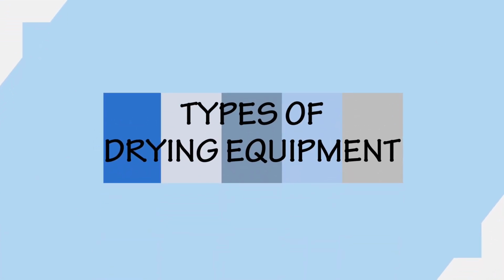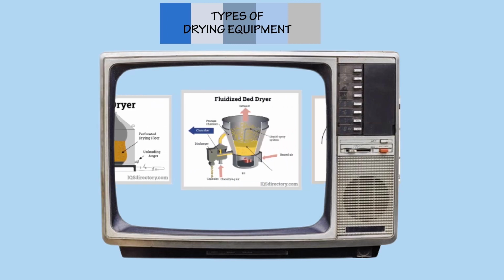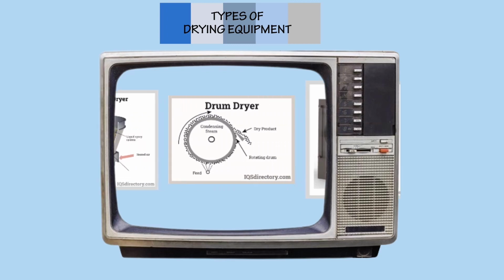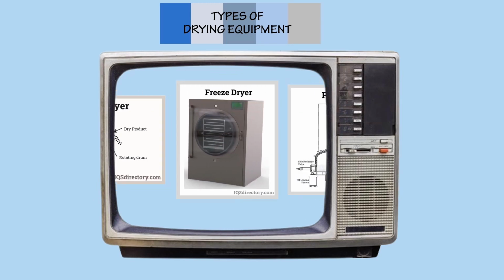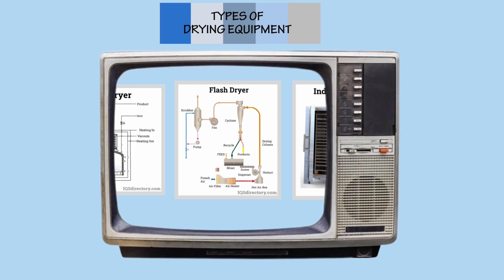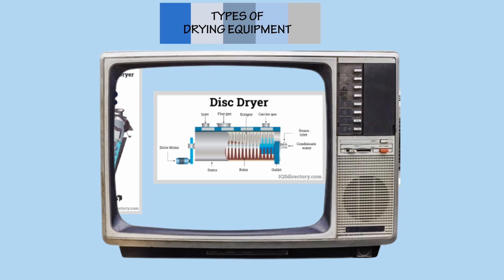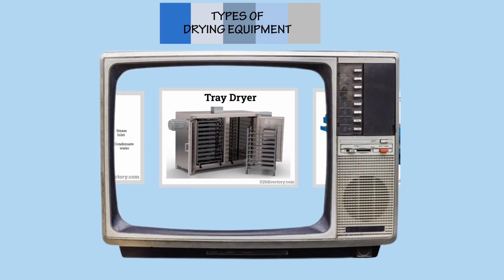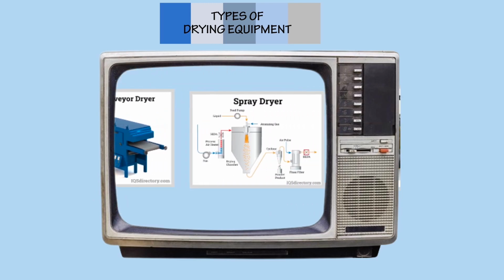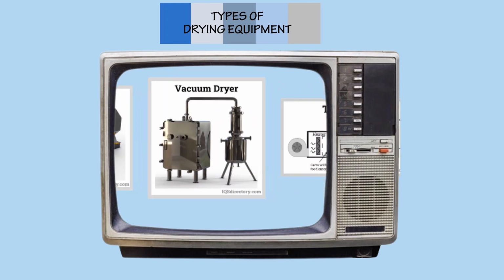I'm going to continue this presentation with the type of drying equipment. There are 15 types of drying equipment, which are bin dryer, fluidized bed dryer, drum dryer, freeze dryer, pan dryer, flash dryer, industrial dryer, agitated vacuum dryer, disc dryer, tray dryer, screen conveyor dryer, tray dryer, rotary dryer, vacuum dryer, and tunnel dryer.